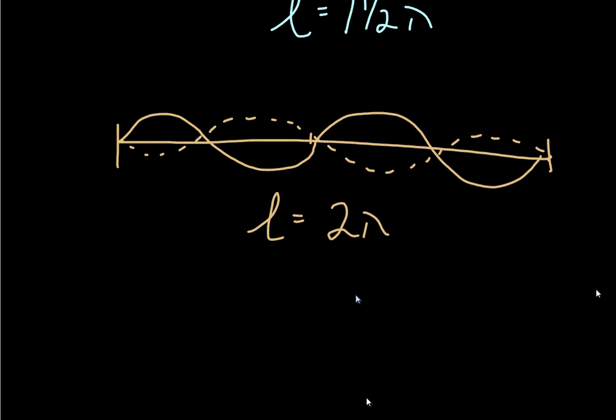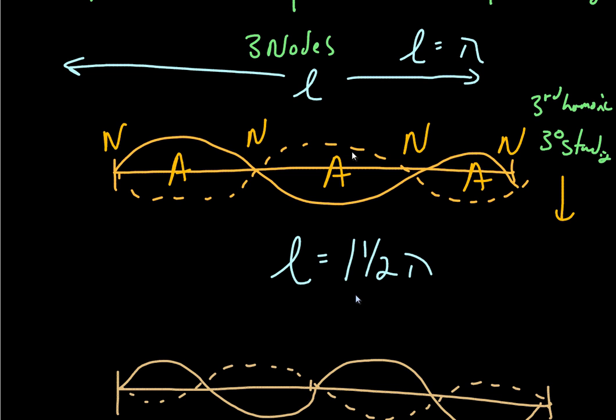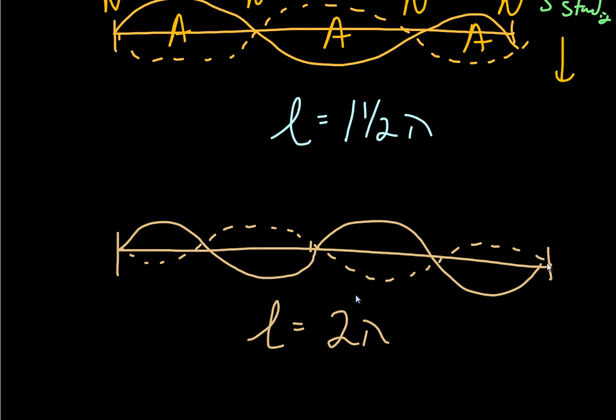So there we go. The number of nodes is always one more than the order of the standing wave, and the number of antinodes matches the order of the standing wave. People often, for some reason, get nodes and antinodes mixed up. Even myself, sometimes. I forget which is which, but nodes, no wave; antinodes, waves.